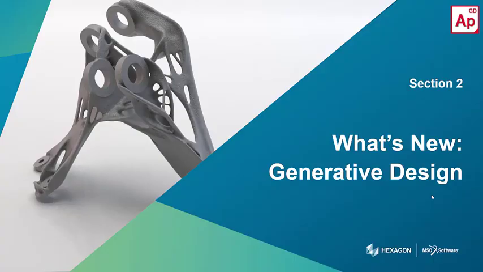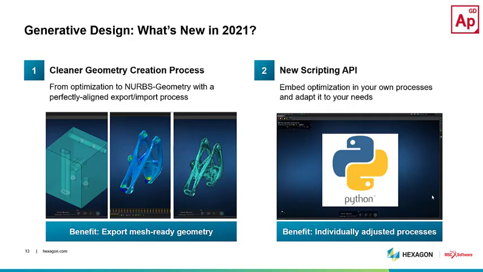Okay, so let's talk about generative design. Now, in this latest release, we have a cleaner geometry creation process. The benefit really is that you can export mesh ready geometry. That's always the finish line, the goal. And we have modified it and made it better with our NURBS geometry export capability. Both the export and the import were worked on and improved immensely. It's a much cleaner, much quicker, and just overall better process.